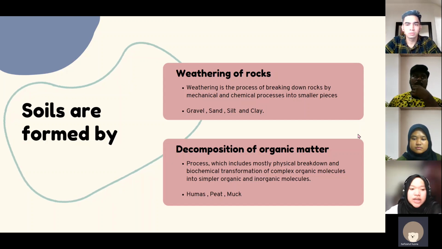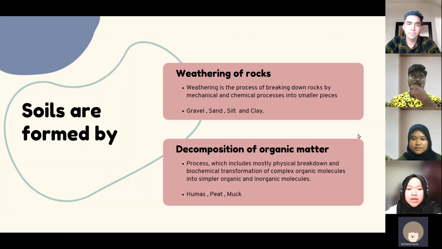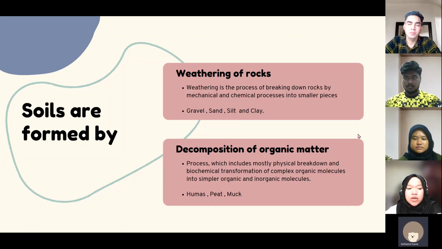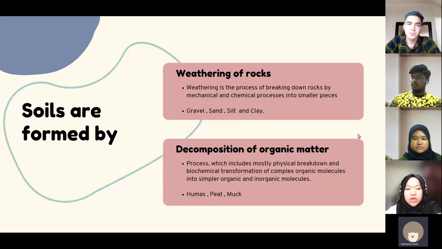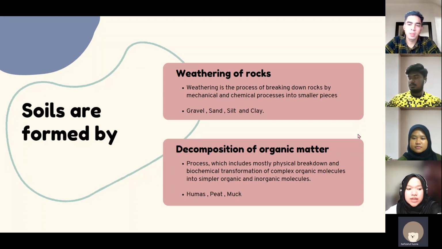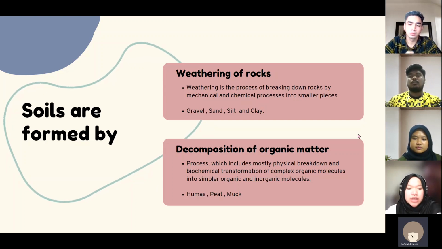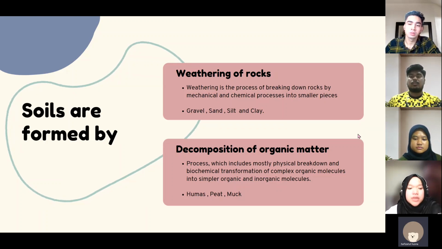Next, decomposition of organic matter is a biological process that includes physical breakdown and biochemical transformation of complex organic matter into simpler organic and inorganic substances. It occurs naturally, like bodies of living organisms begin to decompose shortly after death. Examples of decomposition are humus, peat and muck. When I researched this point, I found an interesting sentence: decomposition of organic matter is an important contributor to ecosystem respiration, like photosynthesis. So it's not only for soil but for the ecosystem. Now I will pass to Aiman to explain more about the weathering of rock.